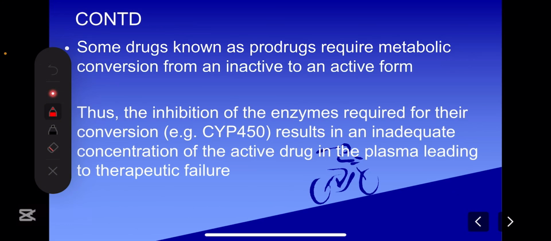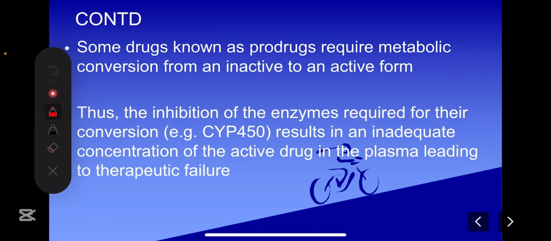So let's quickly go to examples. I want to give a few examples. Some drugs are known as prodrugs. Let me explain before we talk about this. Prodrugs are drugs that are actually inactive, but after they undergo metabolism, they become active. Unlike most drugs that are active and become inactive after metabolism. So for a prodrug to become active, it must undergo metabolism. Do you get that point now?